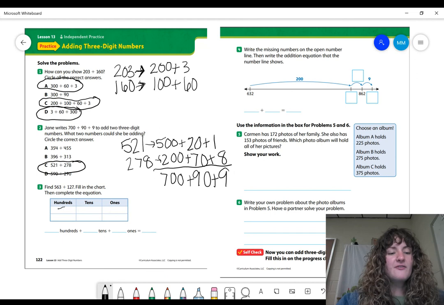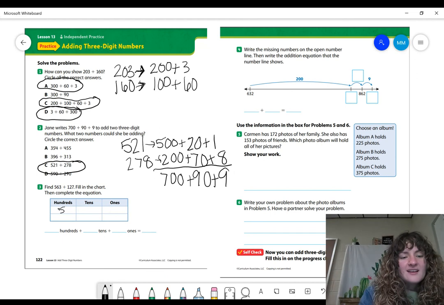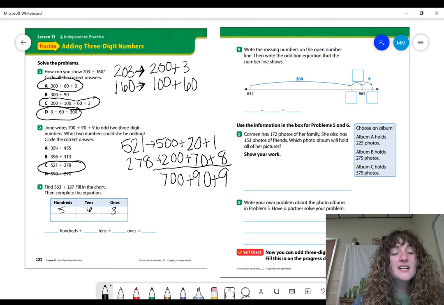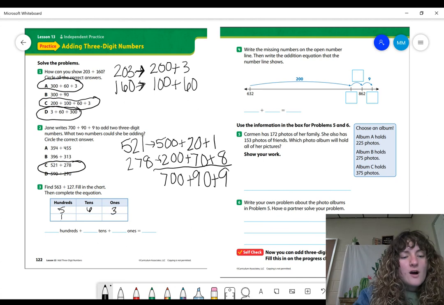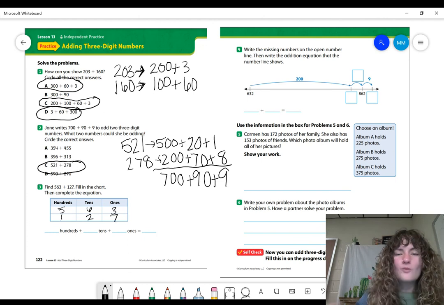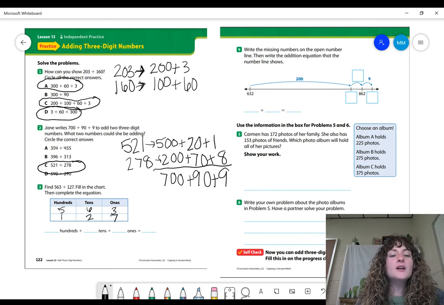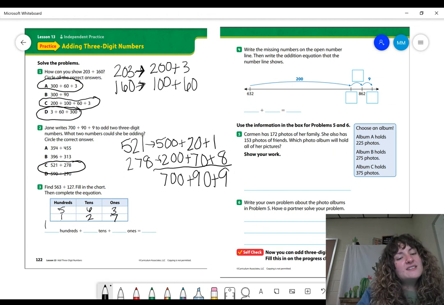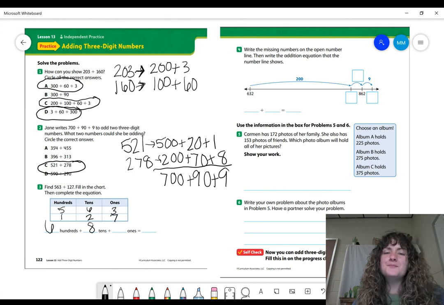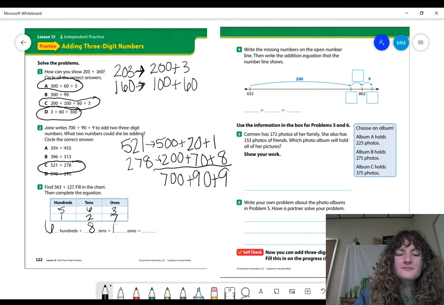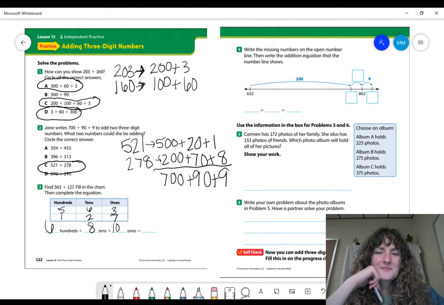563 has 5 hundreds, 6 tens, and 3 ones. Okay, 127 has 100, 2 tens, and 7 ones. All right, now we are going to put that all together. So bringing our hundreds down, we have 6 hundreds, 8 tens. What's 3 plus 7? 10 ones.